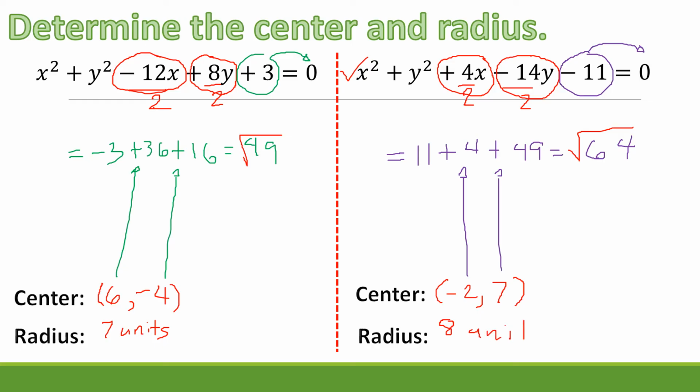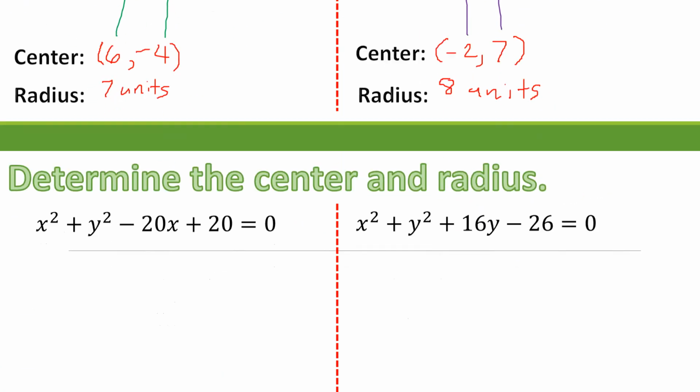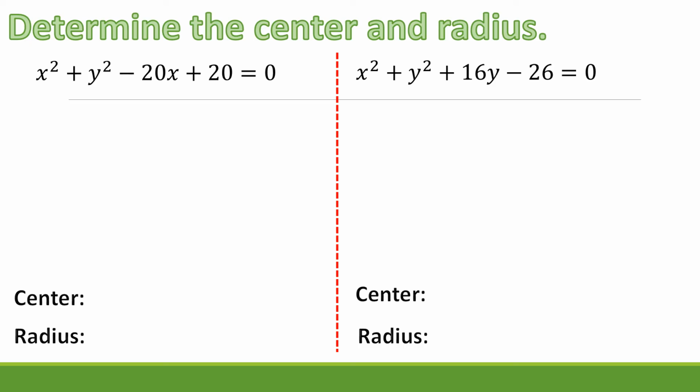So not that easy, but not that difficult as well. Let's have two more examples. So x squared plus y squared minus 20x plus 20 equals 0.